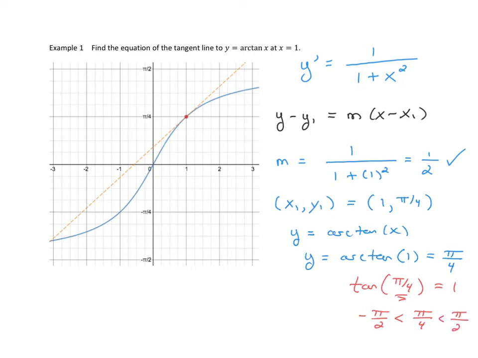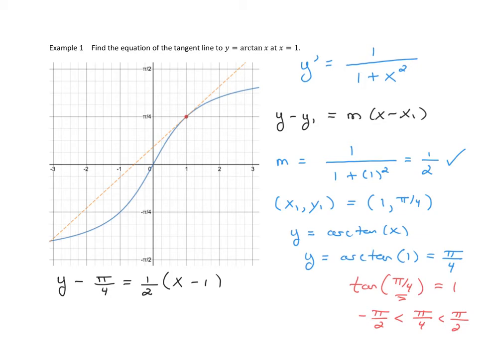All that being said, we can now get the answer. Let me plug in this information. The equation of the line is going to be y minus, okay, the y value is pi over 4, that's equal to m, the slope, which is 1/2, and then we have x minus 1. We could leave the line like this. I mean, that is the equation.